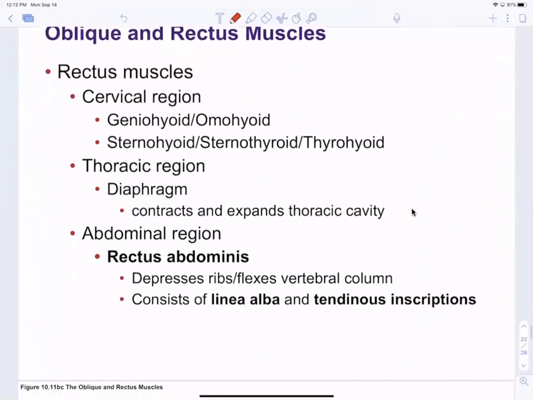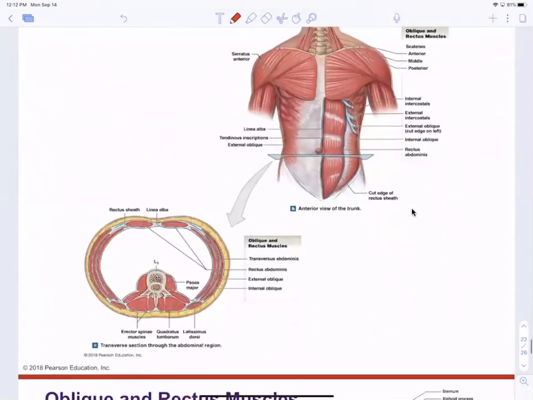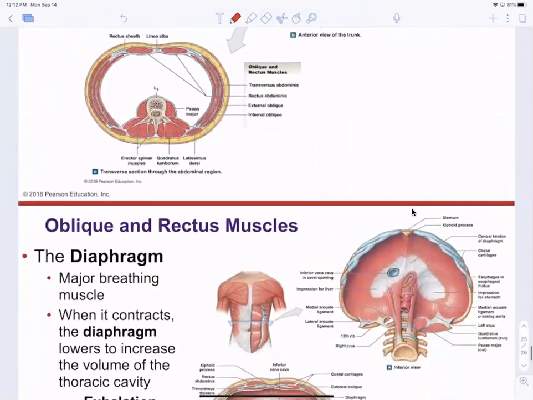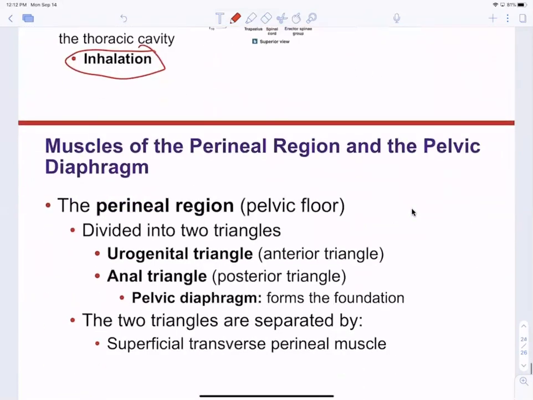So this goes through, I want you to focus in on the abdominals, also the diaphragm contracts and expands for breathing. It's your primary breathing muscle, along with the external and internal intercostals. And so again, diaphragm, when it contracts, it presses flat and that brings air in, and when it relaxes, it goes back into a dome shape and pushes air out.